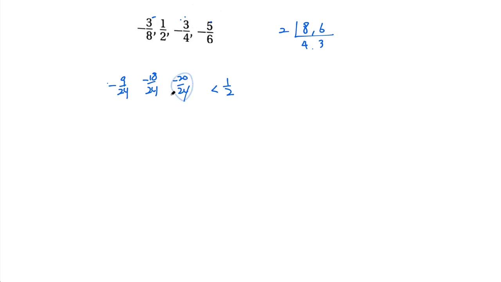So this is the smallest, right? So minus 5 over 6 is the smallest. Then it's this one, minus 3 over 4. And then this is the largest. And then of course half is bigger than all of them.